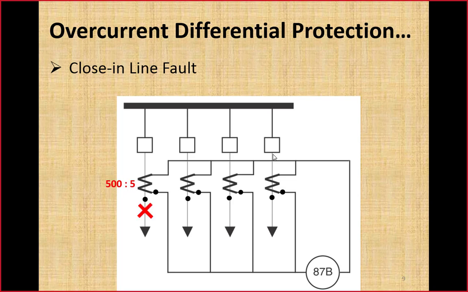So for example, this is the location of the fault. On line 1, the fault has occurred just outside the zone of protection of the bus bar differential. According to the characteristics of a differential relay, the bus bar differential must not operate for this fault, because this fault should be cleared by the line 1 protection. Let's see how our differential relay will respond to this fault.